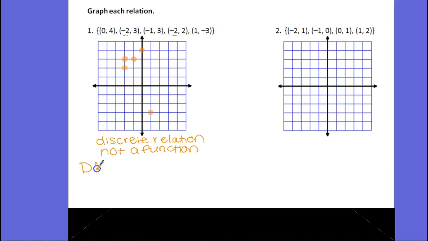Remember, domain are your x's. My x's are the first coordinates, so it's negative 2, negative 1, 0, and 1. Remember, you have to have them in bracket or set notation. The range are the y's, so we have negative 3, 2, 3, and 4.